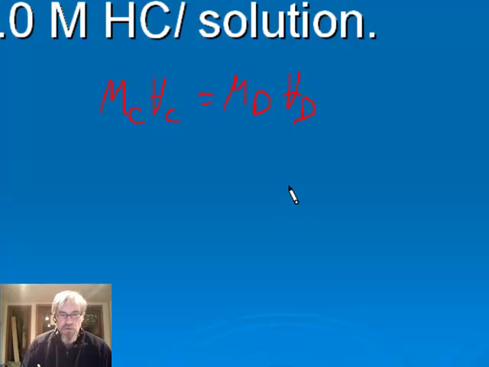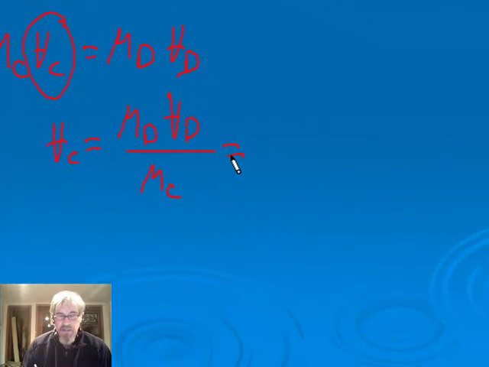What I want to know is what's the volume of concentrated solution that I need here, so I'll solve for it. Volume of concentrated is molarity of dilute times volume of dilute divided by the molarity of the concentrated solution. I'll plug the numbers in here now. The dilute solution's molarity is supposed to end up being 3.00 molar. The volume of dilute that I'm trying to make is 500 milliliters. The molarity of the concentrated solution is 12.0 molar.